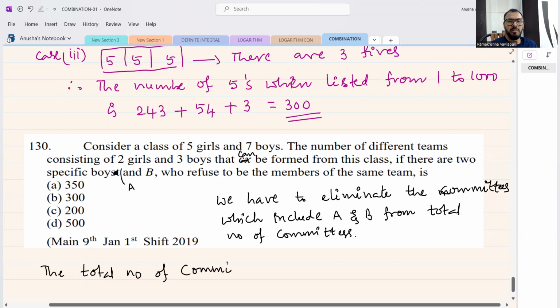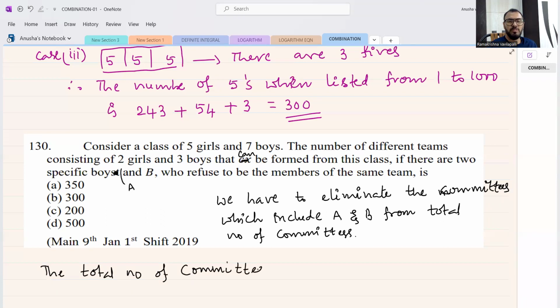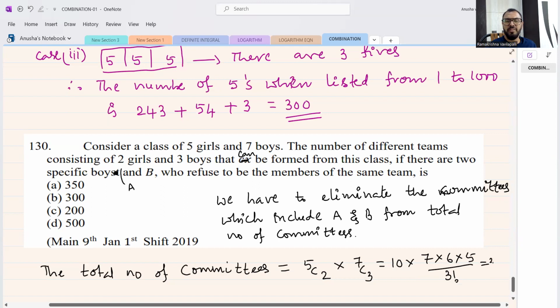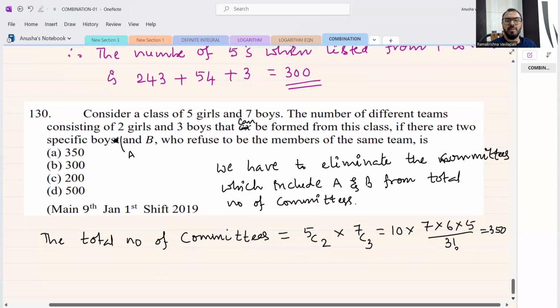equal to, we have to select 2 girls out of 5 girls, and we have to select 3 boys out of 7 boys. So that's equal to 10 into 7 into 6 into 5 by 3 factorial. That is equal to 350. These are the total number of committees.